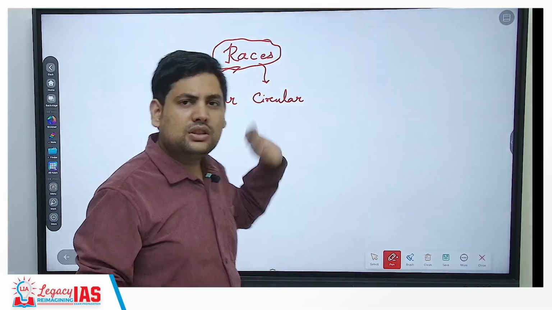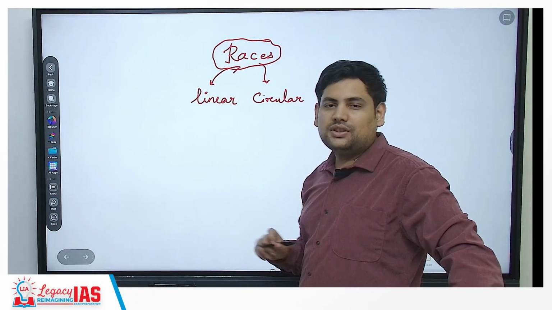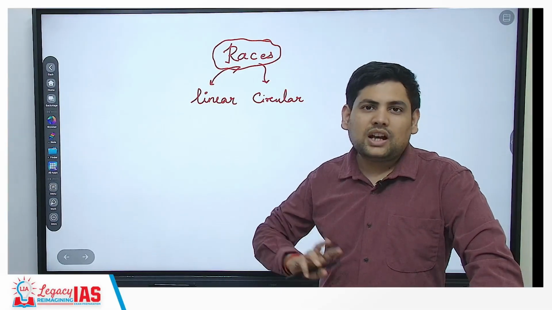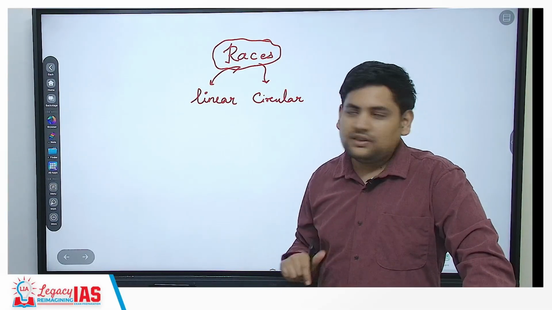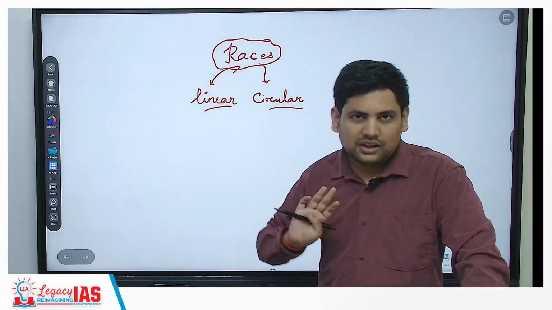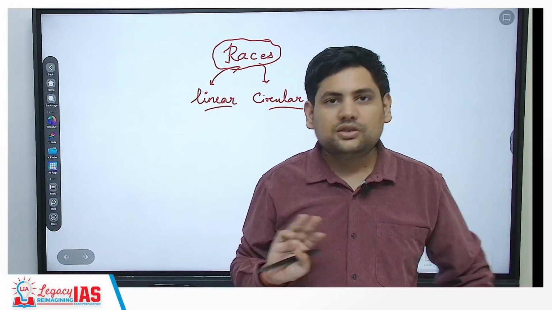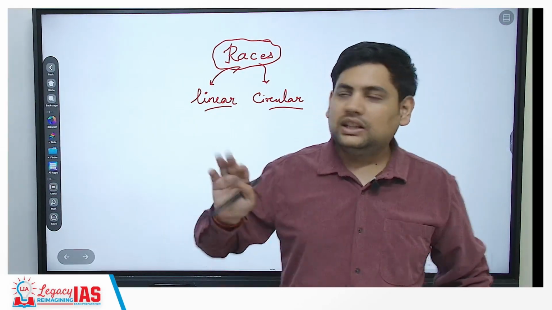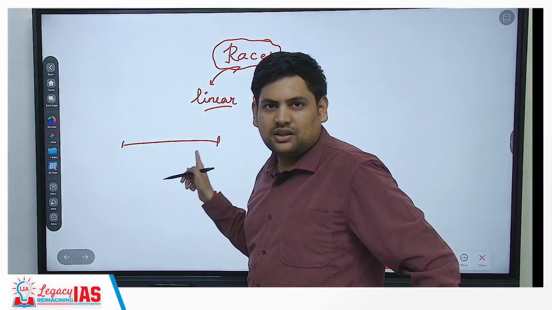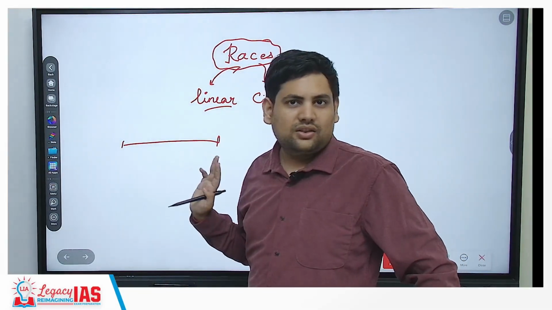Now we have come to the next topic. This is the last topic which is related to races. As you know, there are two kinds of races that we'll be dealing with. One is linear and one is circular. Linear races is the normal race that you see in 100 meters, 200 meters, correct? So straight line, many people go in a straight line like this. Now whoever reaches first, you understand that.